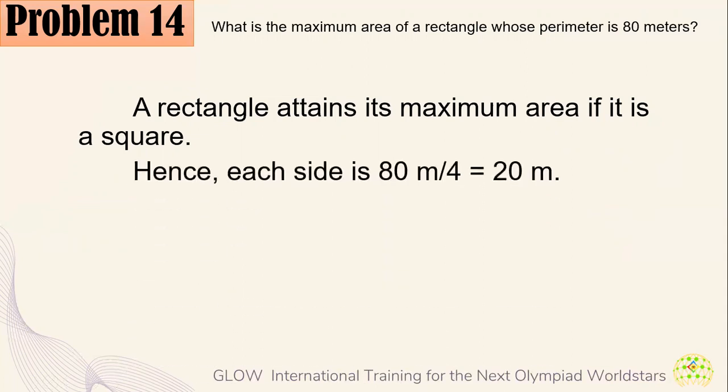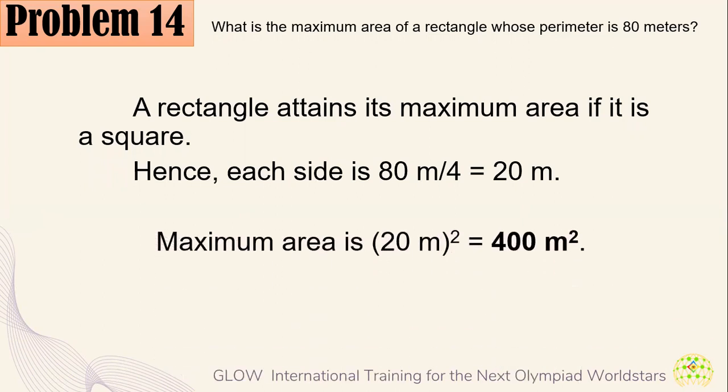Hence, each side of your square is 80 meters over 4, which is 20 meters. And the maximum area is, remember, side squared, because if it's a square, then its area is side squared. That's 20 meters squared equals 400 meters squared. Don't get me wrong. Remember as well that all squares are rectangles. Okay? That's why it still fits the definition.